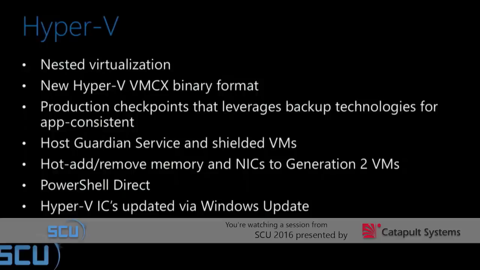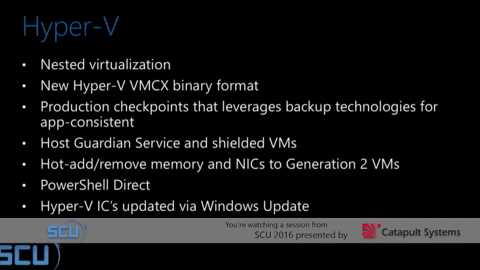Hot add and remove of memory and network cards to generation 2 VMs. So a VM is up and running. This is different from dynamic memory, which would kind of inject memory but never truly remove it in the eyes of the guest. This is actually yanking memory out of the virtual machine. It has to be Windows 2016 or Windows 10, but I can now hot add and remove memory. I can add and remove network adapters. So while the OS is running, I can just add and remove these things.